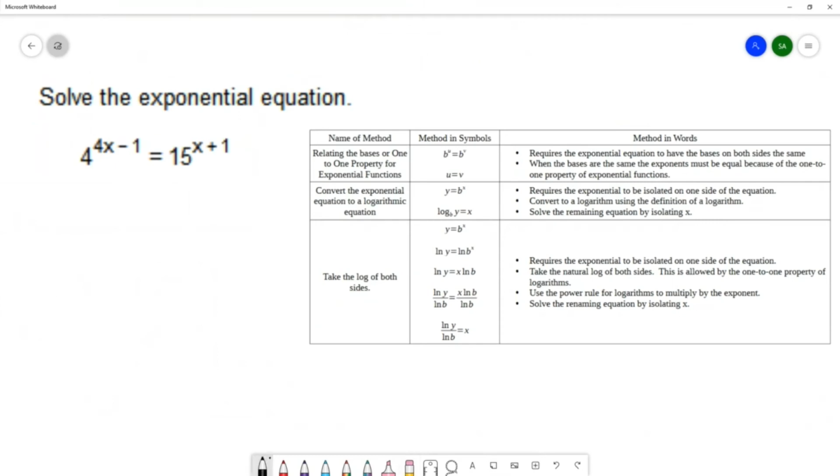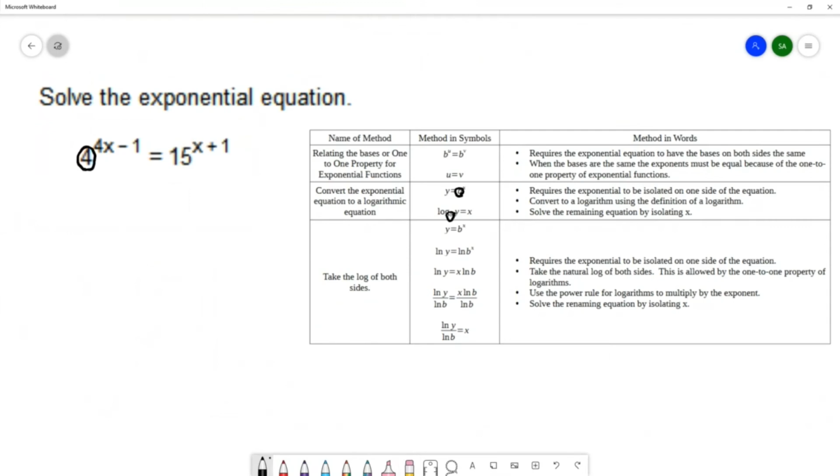So let's start with converting to a logarithm. Now this is an interesting problem because you actually have two bases, a base of 4 and a base of 15. So you can choose which base you want to use. The base of the exponent becomes the base of the log. So let's choose a base of 4.